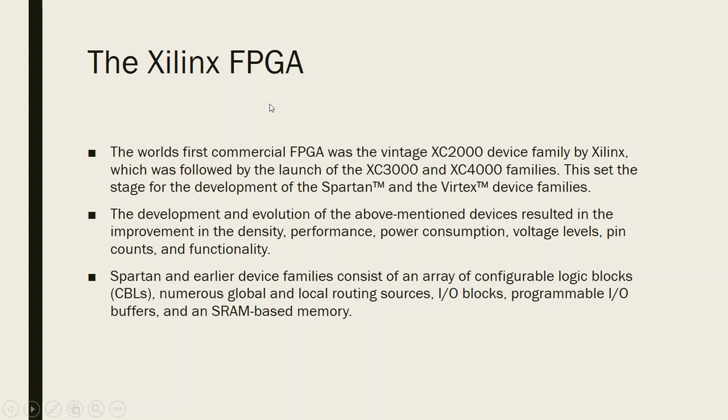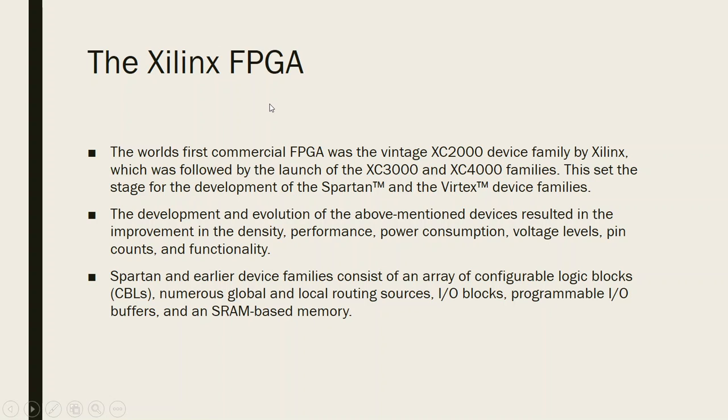The development and evolution of these devices has resulted in improvement in density, performance, power consumption, voltage levels, pin counts, and functionality. Miniature ICs are available, which are very thin and occupy very little space on the PCB. They are high performance. You can have very, very fast running ICs. Their power consumption is very, very low. As small as 3.3 millivolts is enough for an IC to function these days.